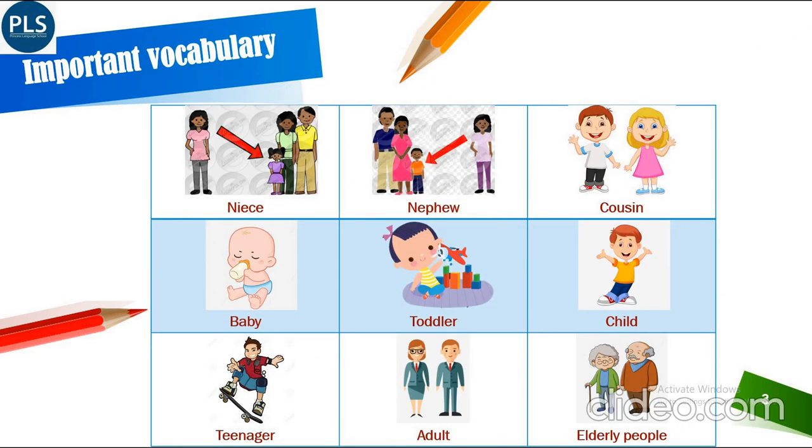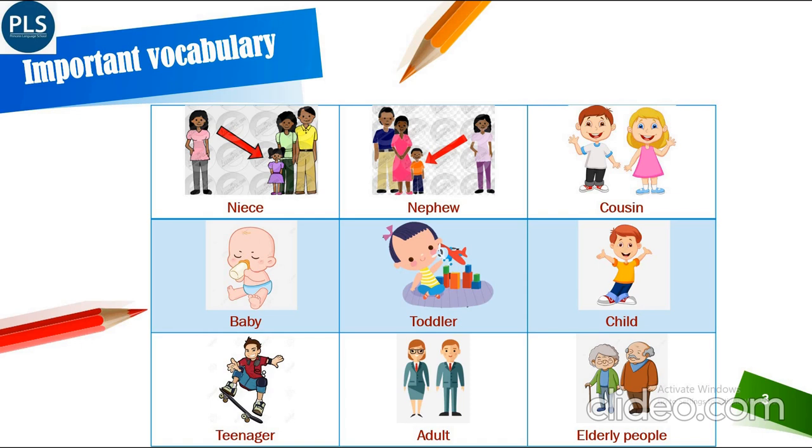Now let's get to our important vocabulary of the unit. Please repeat after me the first word, niece. Niece. Niece is my sister or my brother's daughter. Next word, nephew. Nephew is my brother's or my sister's son. Okay, so niece is a girl, nephew is a boy.